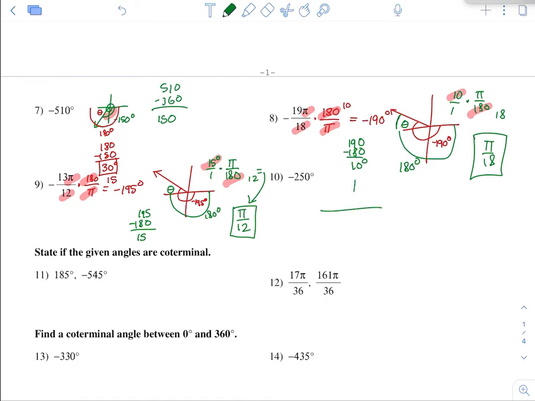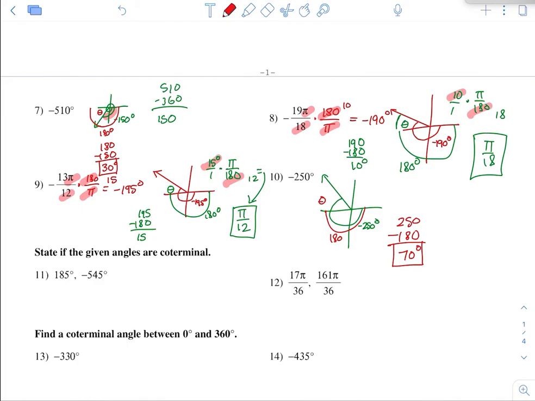Negative 250 degrees, so negative 250 is over here. We need to find the reference angle. The reference angle is the angle measurement between the x-axis and the terminal side. So here's the theta. If that whole thing is negative 250, we know that this part right there is 180. So to find that theta, it's just 250 minus 180, which is 70 degrees. So 70 degrees is the reference angle.